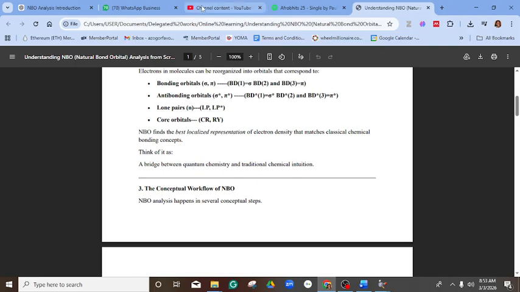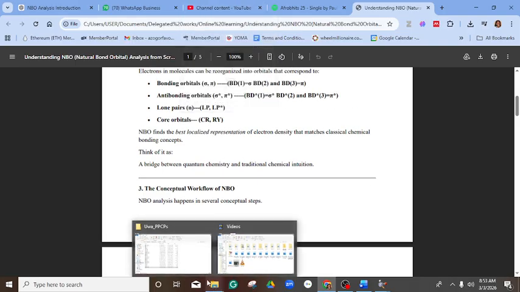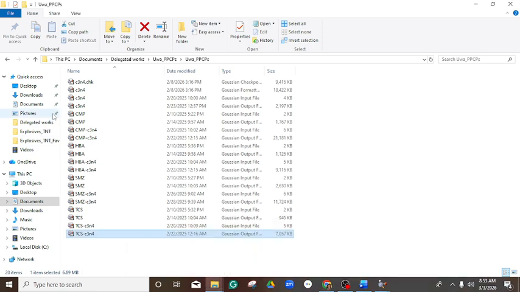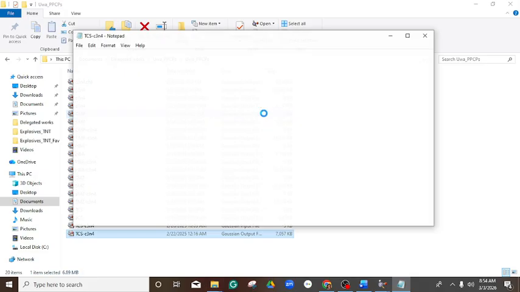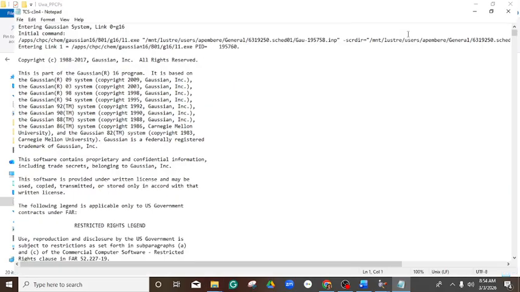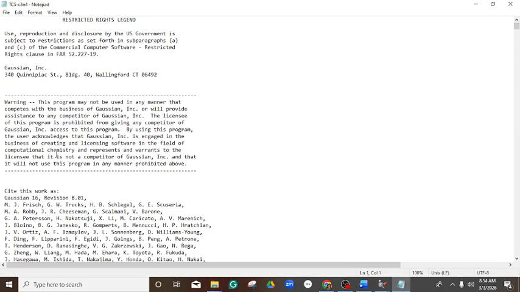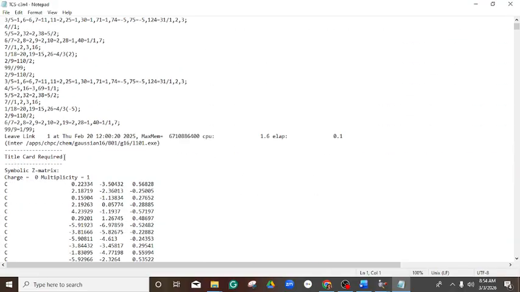So the next thing you want to do in order to start this analysis is have your log file or your output file of interest. Today we'll be working with this compound. What you want to do first of all is open it with Notepad, because your NBO analysis is carried out in Notepad, not in GaussView this time.